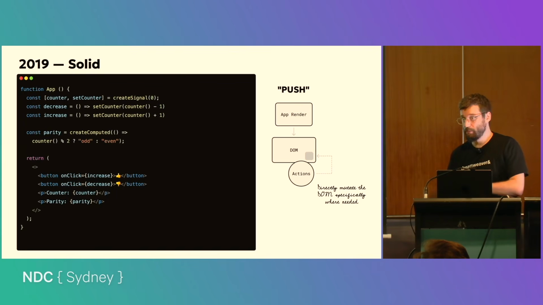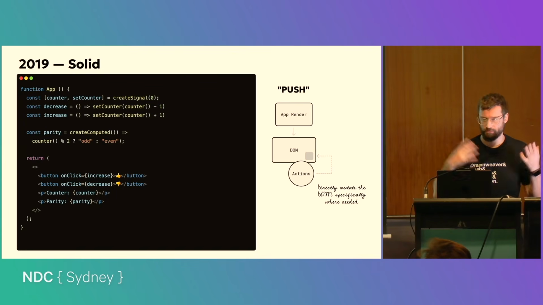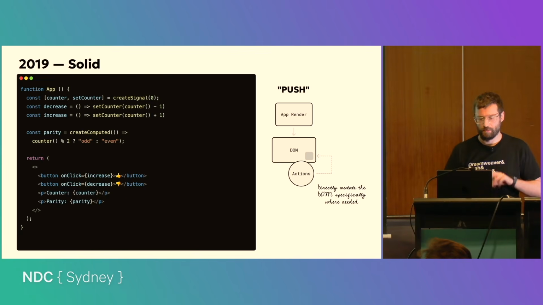Solid is probably the most famous for signals because they kind of coined the term signals, at least I think so. And again, it's doing exactly the same thing. So we have a createSignal function that gives us a signal for our state and a state setter, and then we have derived state that just automatically recalculates.